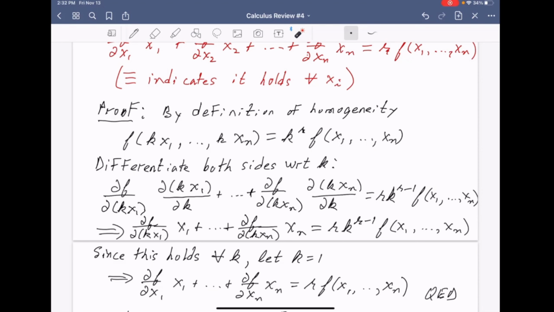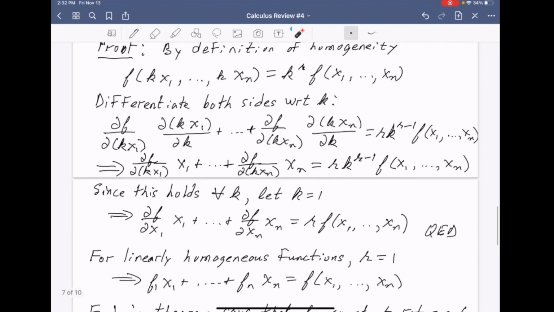All right, then we can rearrange that by solving these partial derivatives with respect to k, and they're equal to x1, x2, x3 up to xn, and before each of those we have the partial of the function with respect to kx1, with respect to kx2 and kxn, and these are all summed, and that again is equal to r times k to the r minus 1 times the original function.